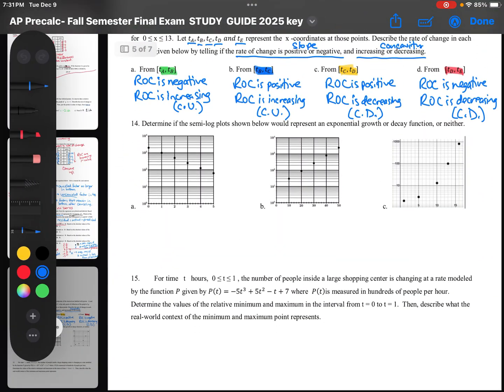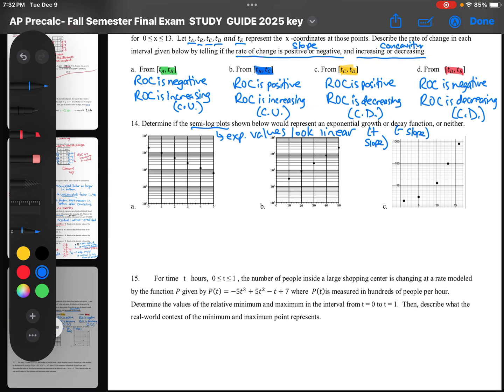Question 14 says, use the semi-log plots, which I know we haven't talked a whole lot about, but I'm just going to show you how you can do this really easily. Semi-log plots mean that exponential values look linear. That's the only thing you need to know about that right now. So when you're looking at a semi-log plot, you want to see a line if we're looking at exponential growth. Growth will have a positive slope, and if it's decay, it'll have a negative slope.